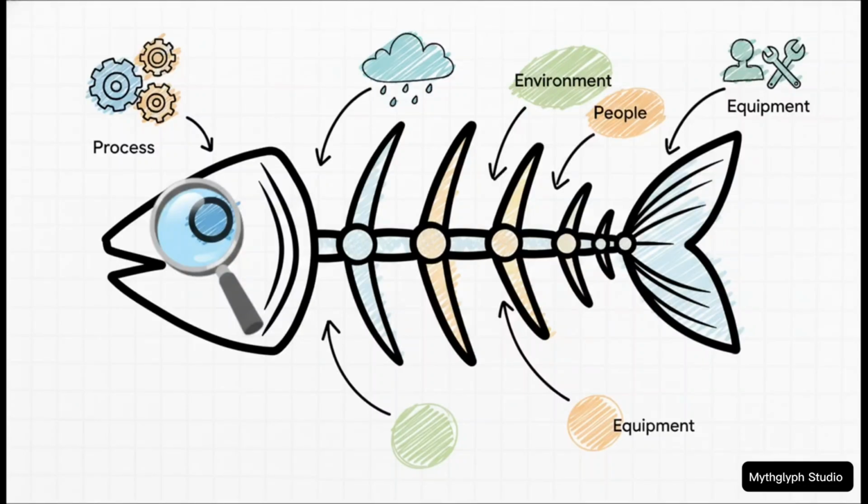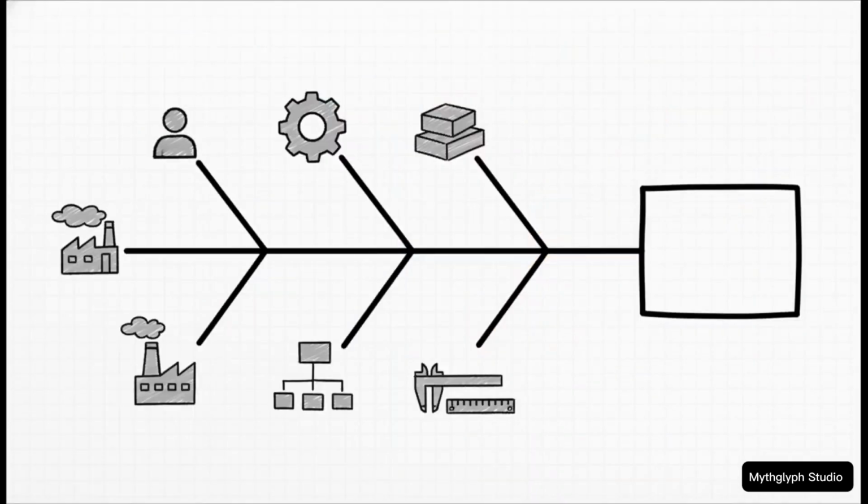You put the problem at the head of the fish, and then your team just brainstorms all the potential causes along the bones, and you group them into logical categories. Now, to give that brainstorming some real structure, teams often use this framework called the 6 M's. So you'd ask, was the issue related to a person or man? Maybe a piece of equipment, the machine.